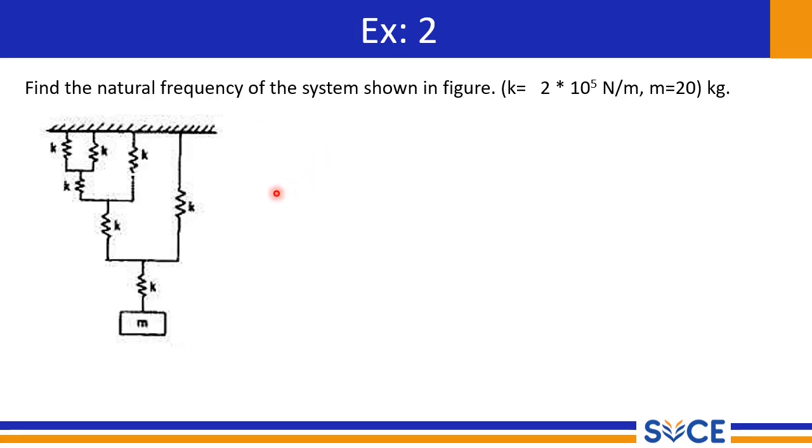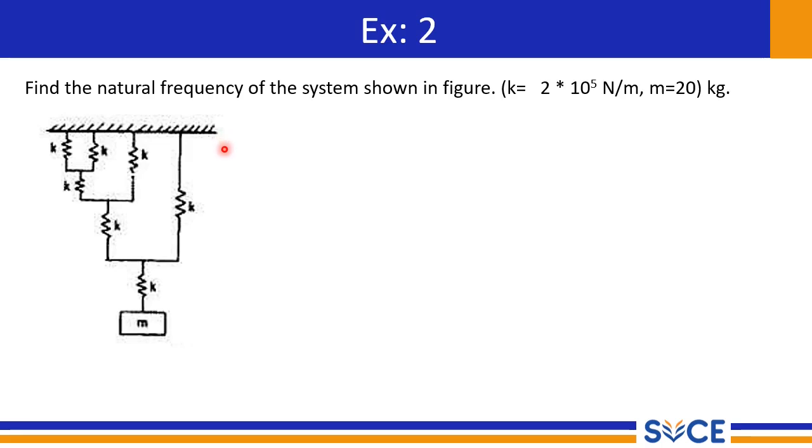They have given all the stiffness of the springs. How many springs are here? 3, 4, 5, 6, 7. All 7 springs have the same stiffness, which is equal to 2 times 10 to the power of 5 newtons per meter. Also, the entire spring system is connected to a single mass, which amounts to 20 kg.